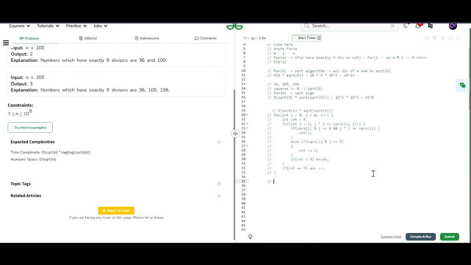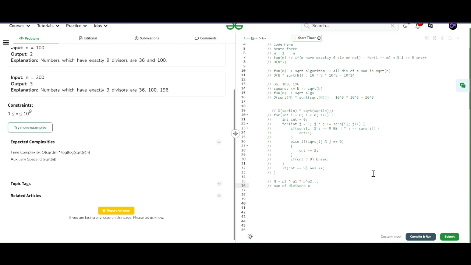For that, I need to analyze some deep mathematical concepts, like any natural number can be represented as a product of primes, right? You know, p1 to the power a1 into p2 to the power a2, and like that. And if you want to find the number of divisors, then how can you find it? I would take all the combinations of the powers of these primes.